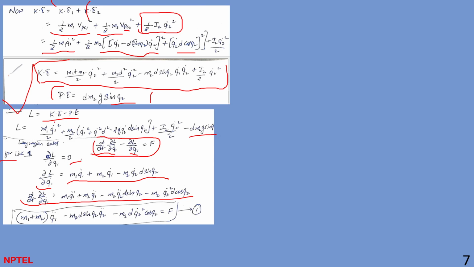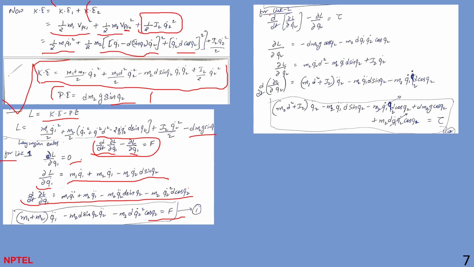Why is it 0? Because there is no q1 term. There is a q2 term, but there is no q1 term. That's why it's 0. When you apply this in the final equation, this is what you will get. So you have the first force equation.